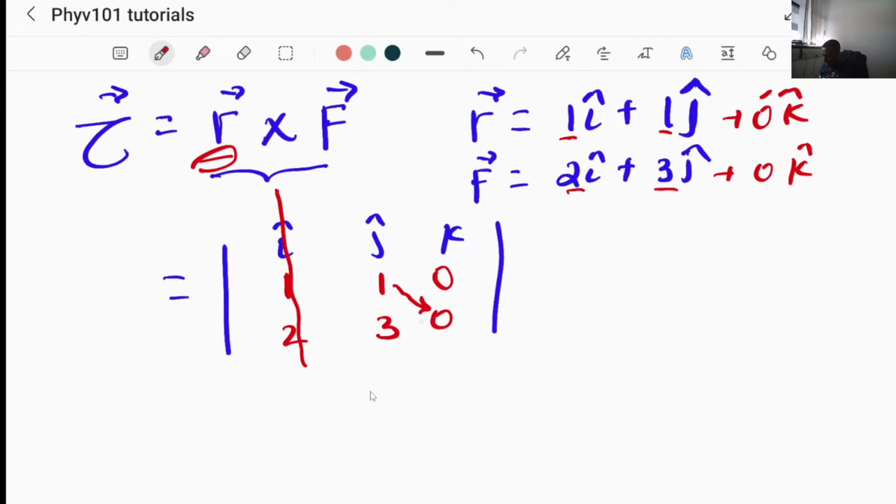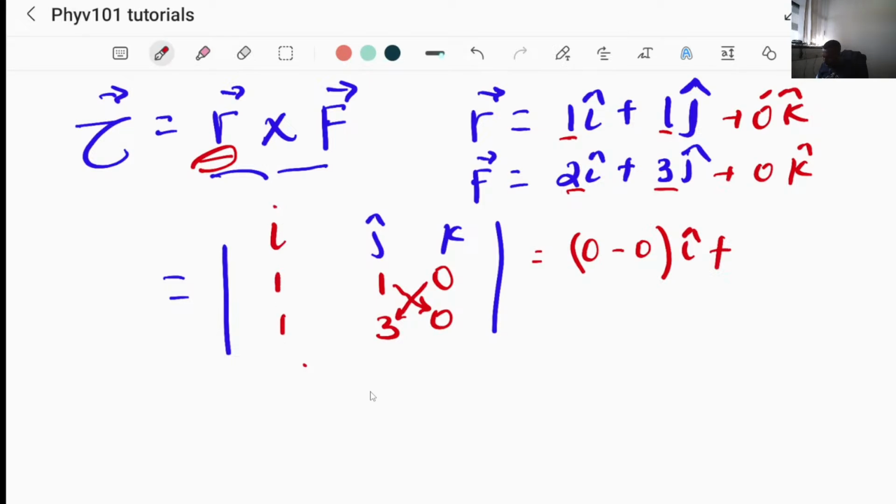What is 1 times 0? It's going to be 0. Second, go that way. What is 0 times 3? 0. Therefore, this is actually 0 minus 0 along i. Plus, when you're doing now the j component, I'm going to remove and come back, by the way. I need this one. It's going to be i 1, 1.